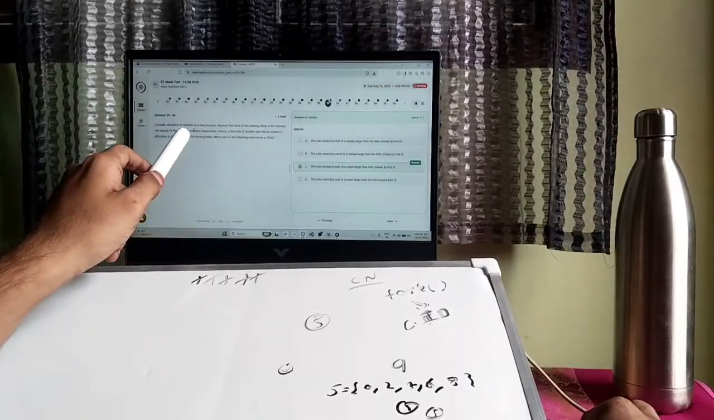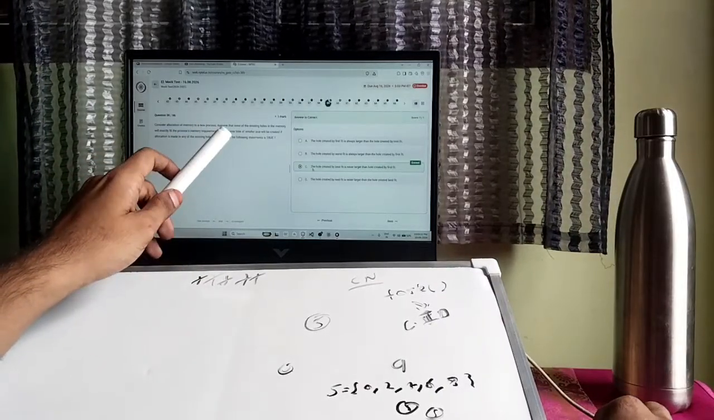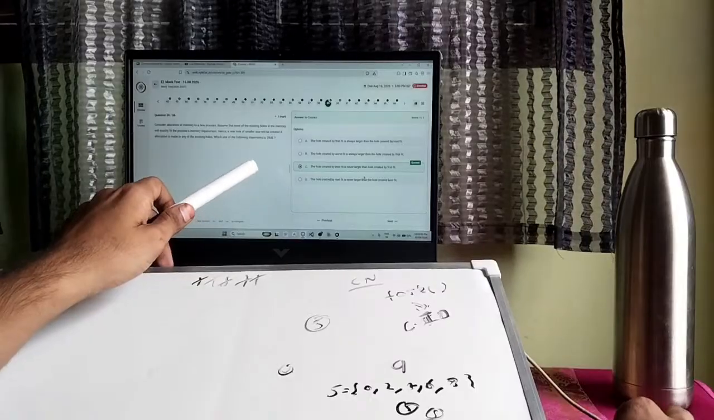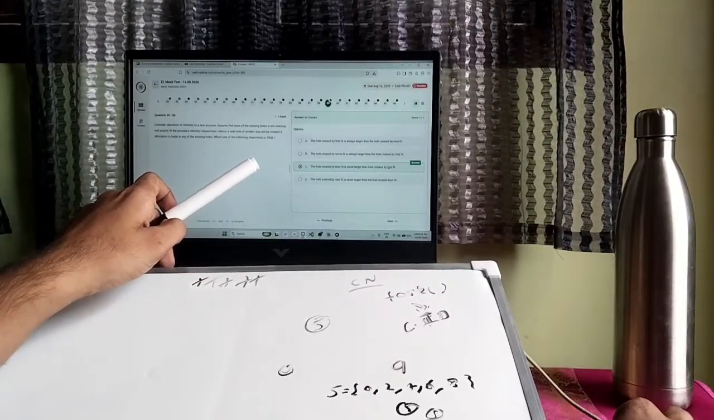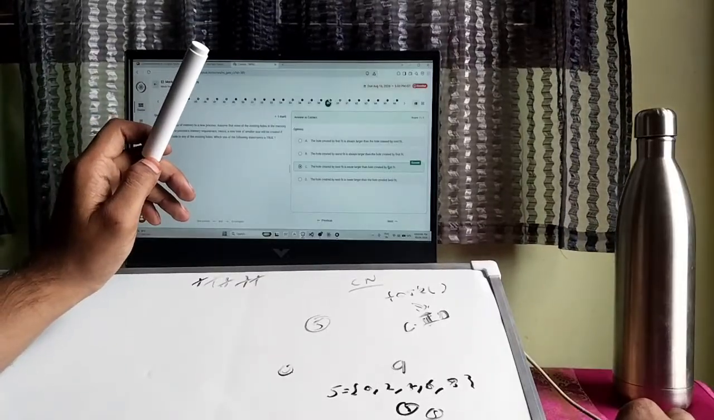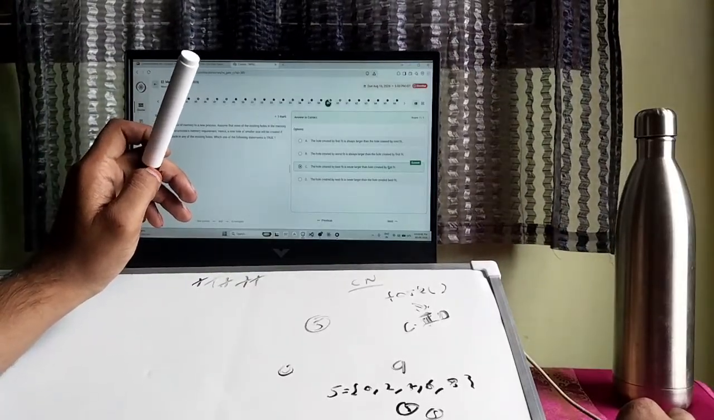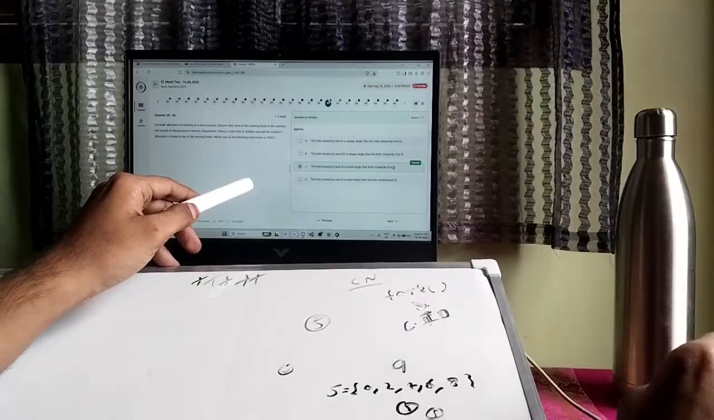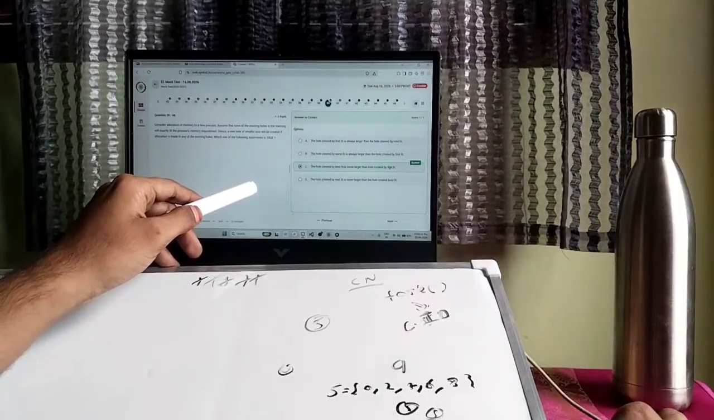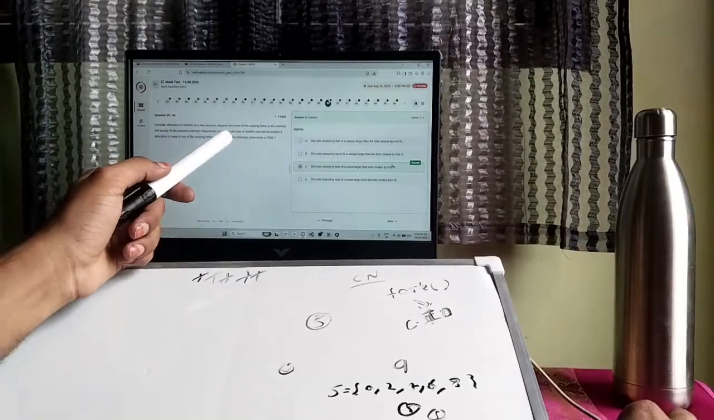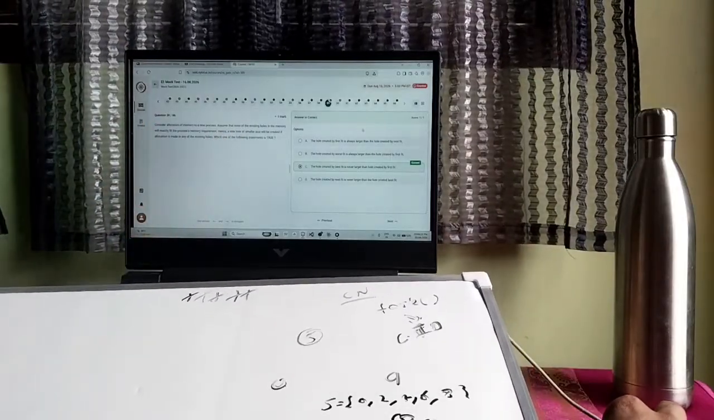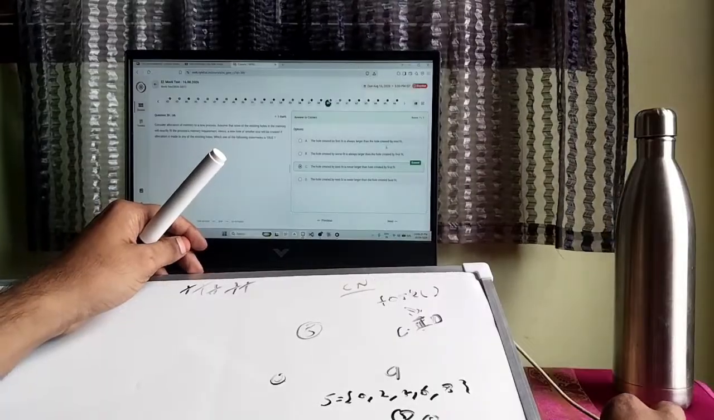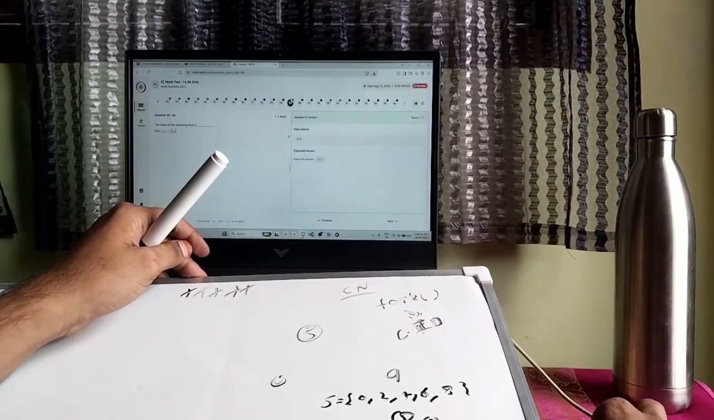This question is from COA. The hole created by the best fit is never larger than the hole created by the first fit. In first fit, they are going to allocate... I am not able to recall this subject because I didn't study it very well. Somehow I remember, but let's move on to the next question.